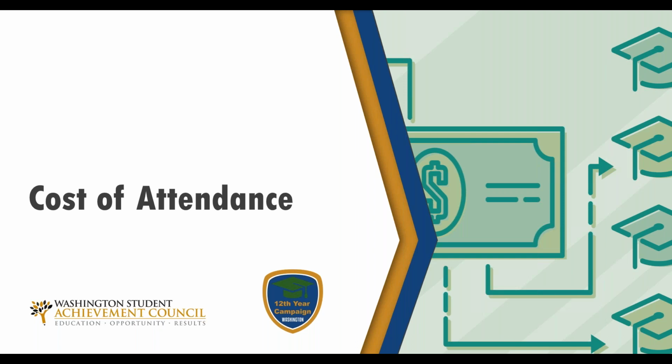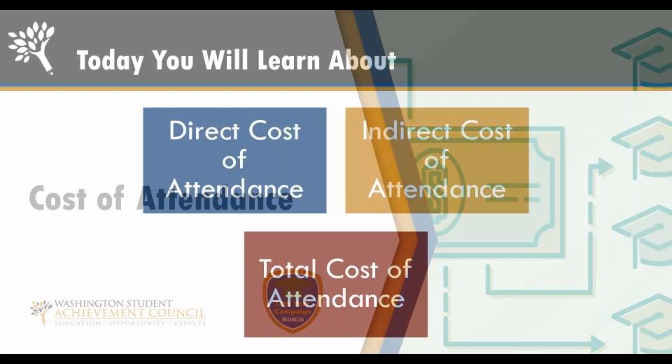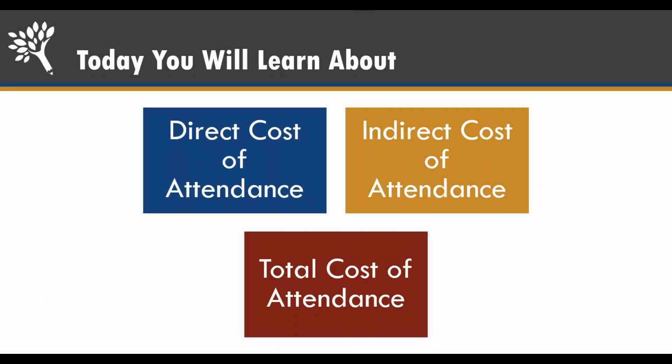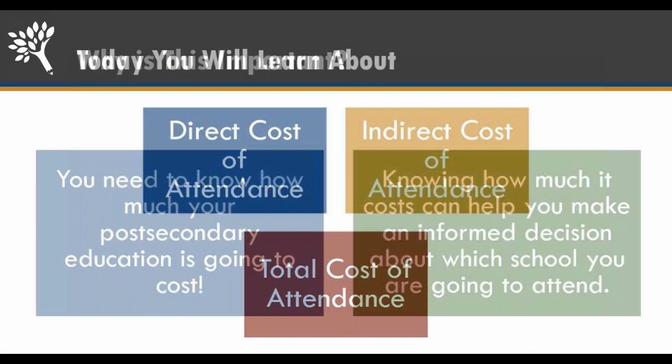This is part of a series of videos that help with Financial Aid Advising Day, and so we're going to talk a little bit about cost of attendance and award letters today. You're going to learn about the direct cost of attendance, indirect cost of attendance, and the total cost of attendance. There are other videos in this series to help you with things like award letters, navigating verification, how to apply. This series is to help you understand the financial aid process so that you can fund your post-secondary goals.